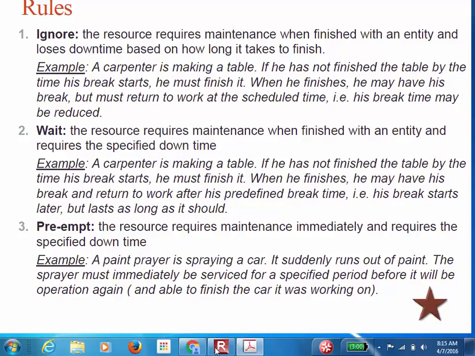So we have the option of having an ignore rule, which means that the resource requires maintenance when finished with an entity and loses downtime based on how long it takes to finish that specific entity. So what that means is, let's say a calculator is making a table. If it's not finished the table by the time it's ready to start, we must finish it. When it's finished, we may have to skip phase, but must return to work at the scheduled time.